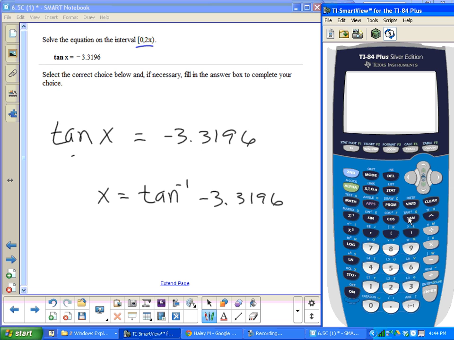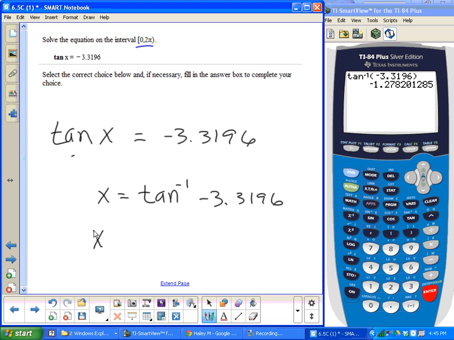Okay, so I'm going to punch in my calculator. We'll do inverse tangent of negative 3.3196. So I'll get a solution here of negative 1.28. I didn't see what to round it to. I guess I didn't copy that part. I'll just round it to 2 decimal places. Not really sure what we were supposed to round to.